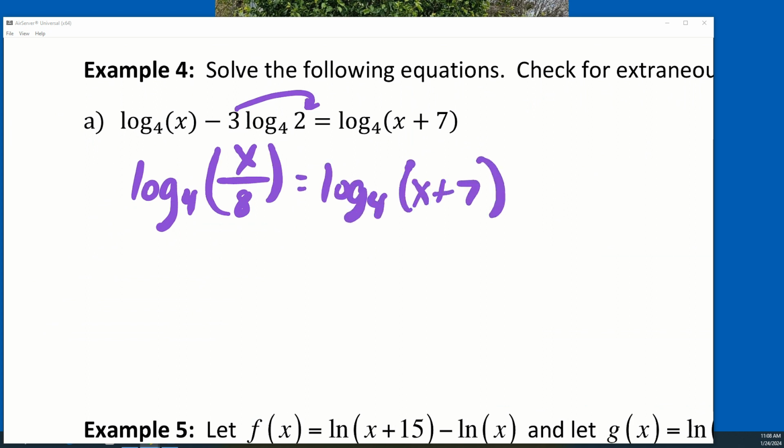All right. And then we would just drop off the logs. We're not going to solve this. It's okay. You actually get an answer that doesn't work when you plug it back in. It's not in the domain.